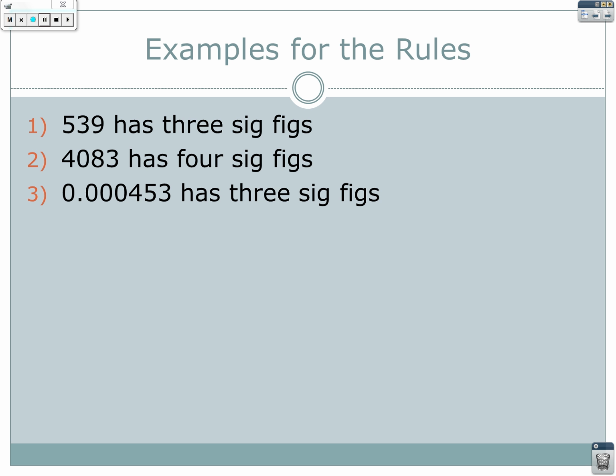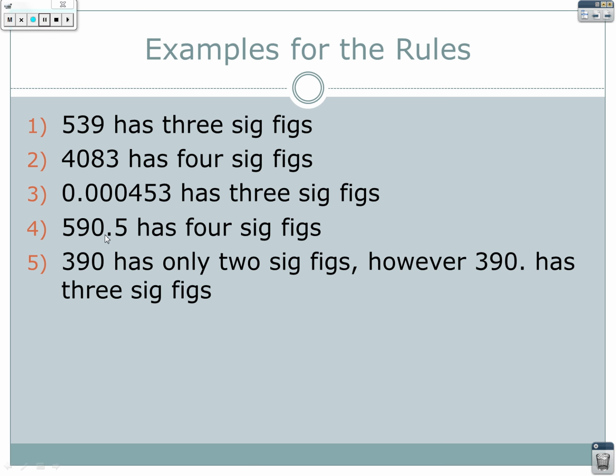0.000453 has 3 significant figures. These zeros right here to the right of the decimal, but before any non-zero, are considered placeholders. 590.5 has 4 sig figs because this 0 is to the right of the decimal. 390 has only 2 sig figs. You only have 2 non-zeros, and this 0 is not sandwiched in between anything. However, 390 with a decimal point has 3 sig figs because this 0 is to the left of the decimal point.